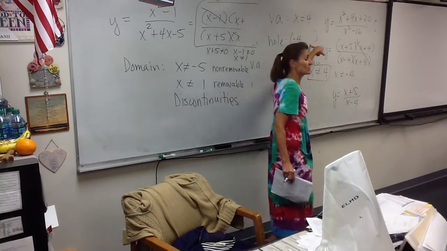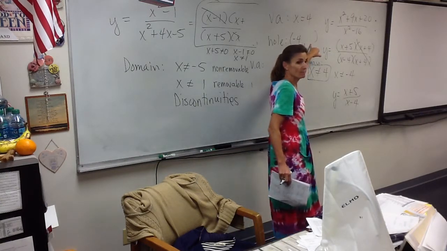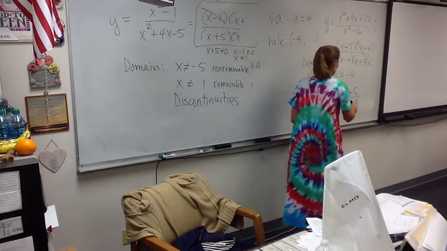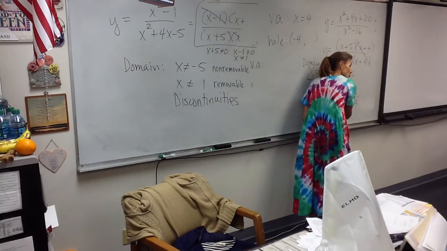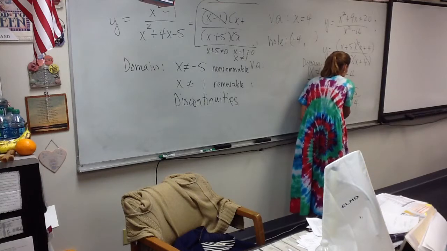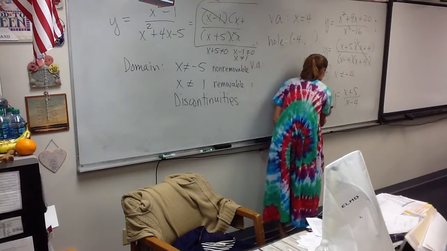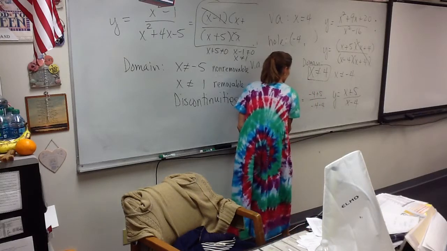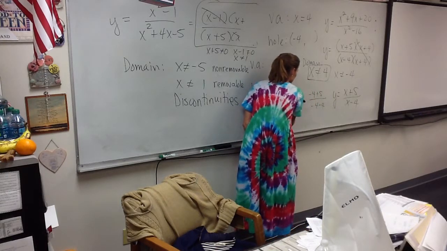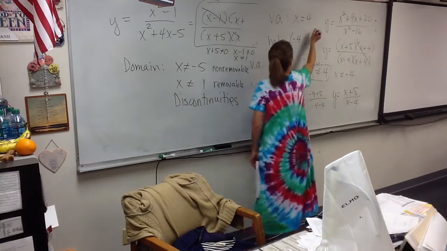Now, how do I finish this? How do I get the y coordinate? I'm gonna plug negative 4 into my new problem, so I have negative 4 plus 5 over negative 4 minus 4. What does that end up as? The top would be 1 over negative 8. 1 over negative 8.